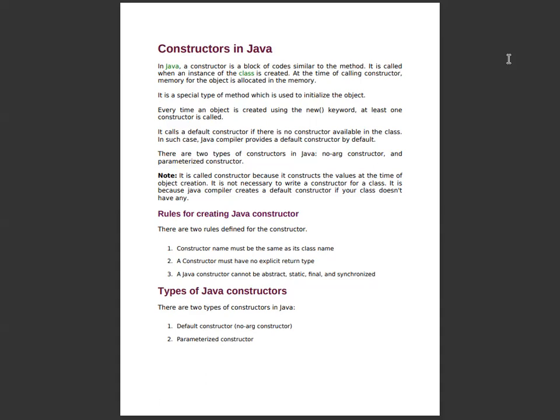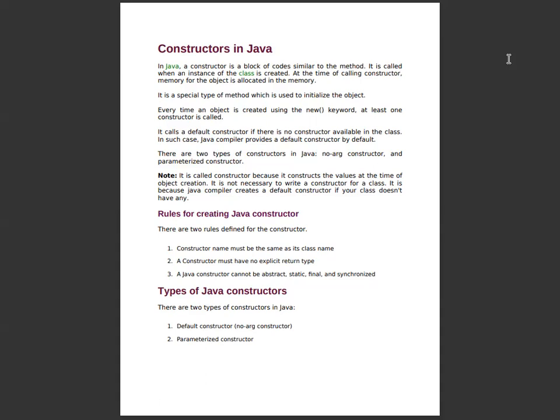So at the time of calling the constructor, memory for the object is allotted. Whenever we are calling the constructors, at the same time the memory is allotted for that particular object. Basically it is used for the initialization of a particular block or of objects. It is a special type of method which is used to initialize the object. It is called every time an object is created using the new keyword.